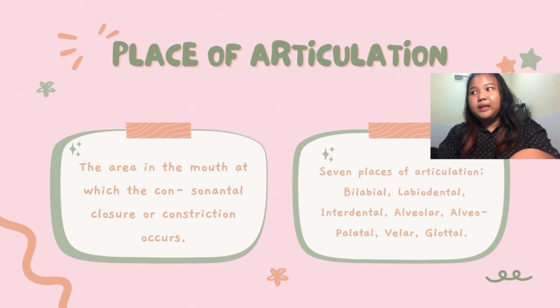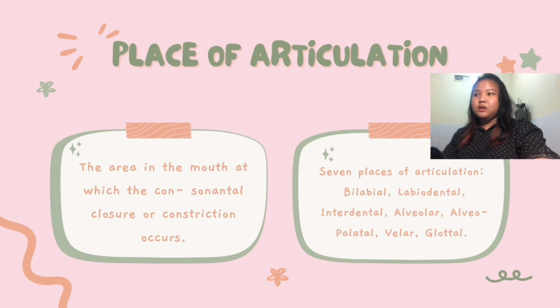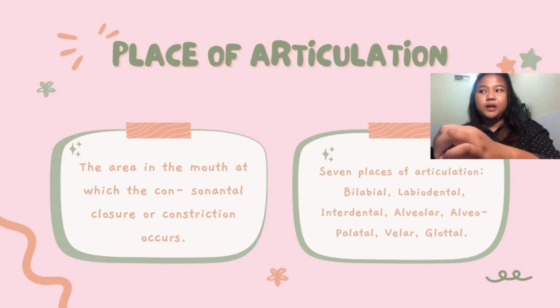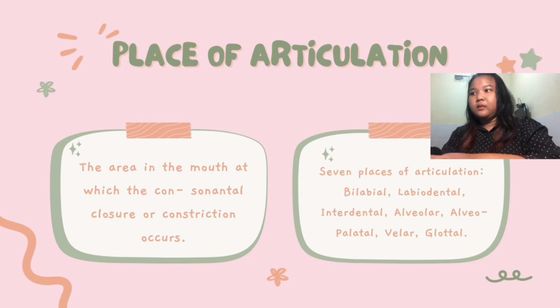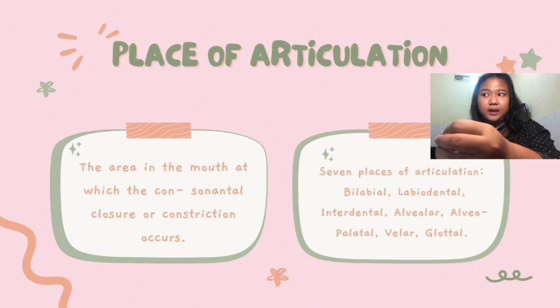So the fourth one is place of articulation. It is the area in the mouth at which the consonantal closure or constriction occurs. So English uses only 7 places of articulation that I will describe. So the first one is bilabial. These sounds are made by bringing both lips together to stop the airstream, like pie, by, my. And the second one is labiodental.